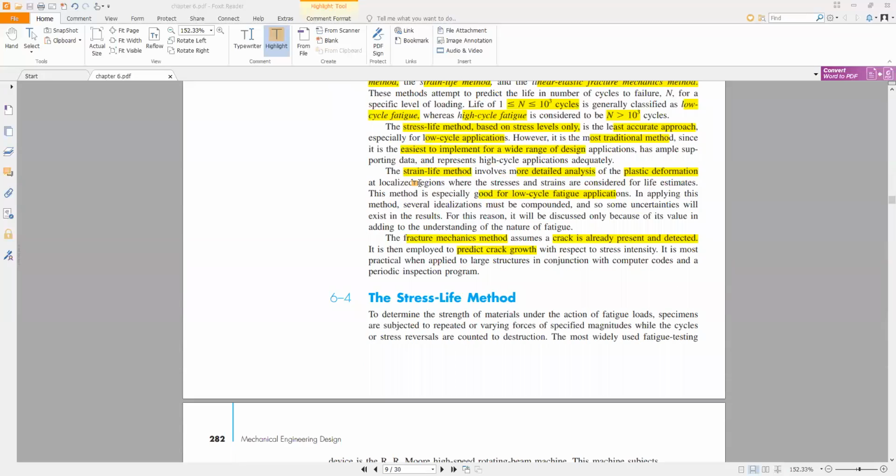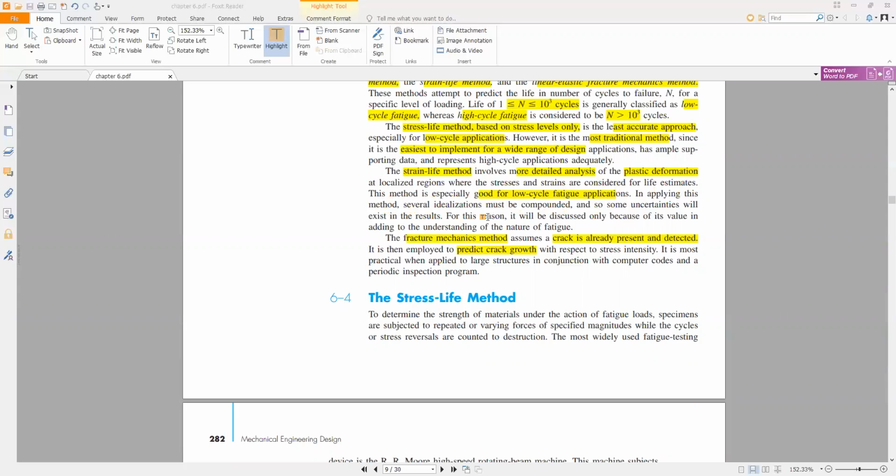Second, the strain life method involves more detailed analysis of the plastic deformation at the localized region, where stress and strain are considered for life estimation. This method is especially good for low cycle fatigue applications.